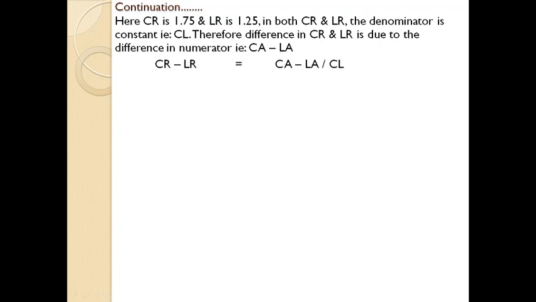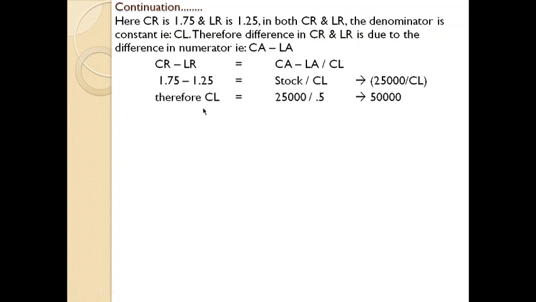Now substitute the known values in this statement. That is 1.75 minus 1.25, you will get stock divided by current liability. And we know the value of stock, that is 25,000. Let's fill this equation with 25,000 by current liability. Therefore, by using the mathematical steps, you will get the value of current liability as 50,000. So the first part is over.